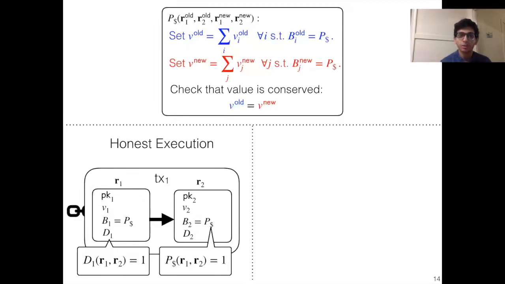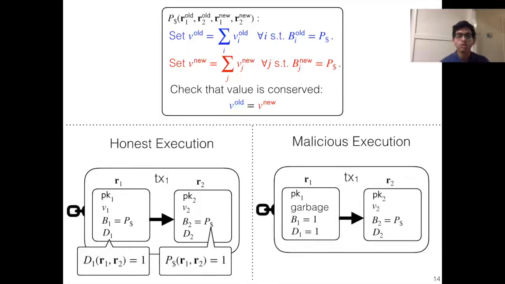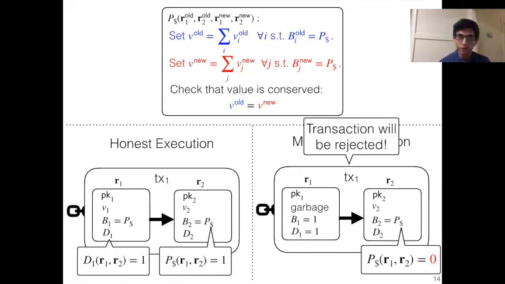Let's see what happens in the malicious execution. Recall that in this execution, we have a malicious user who's trying to take a garbage input record and use it to create a valid currency record, which has non-zero value. So let's see what happens. Again, the death predicate accepts. But now R2's birth predicate will execute, and this is the value conservation predicate. It will look at the input value and see that it's actually 0, but the output value is non-zero. And so it'll reject, which means the transaction as a whole will be rejected, which is exactly what we wanted.